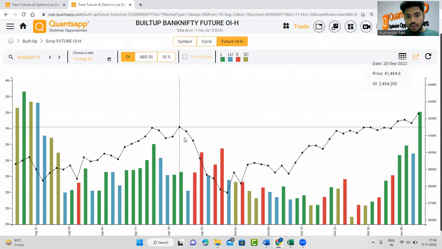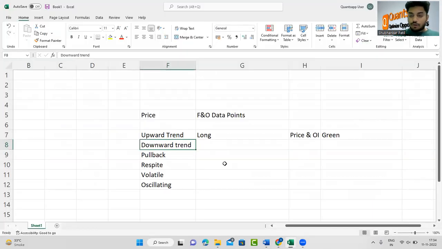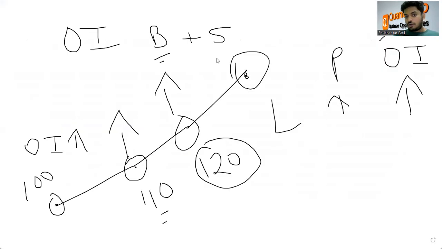The price is going down, and there are people who are selling it, right? So despite the falling prices, the open interest has gone up. That means people are selling it despite the prices having fallen. Okay, so let me just explain quickly how it will look. It will look opposite of it.